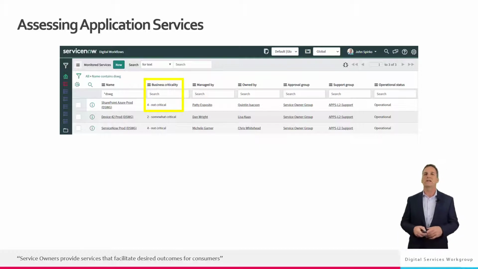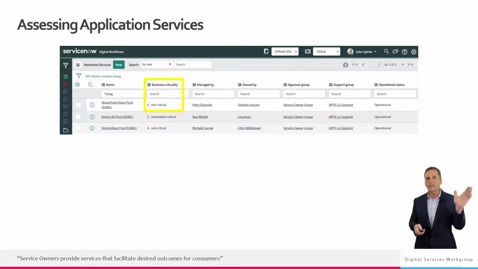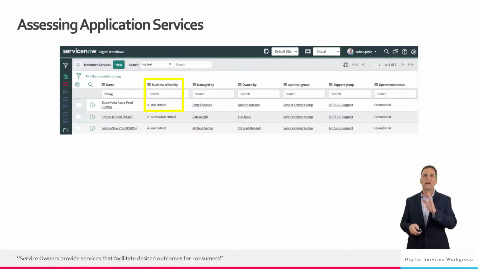Before we move on to this slide, I want to make a point. Application services are services, but I want to ask you why. Why do you think they're services? The reason why these are services, unlike business applications or capabilities, is because some service owner has taken the initiative to facilitate outcomes for consumers.